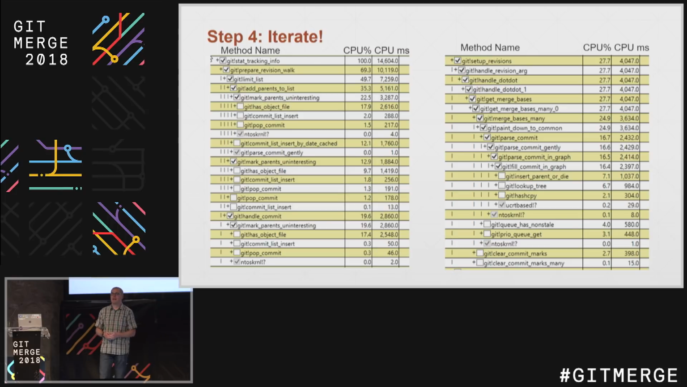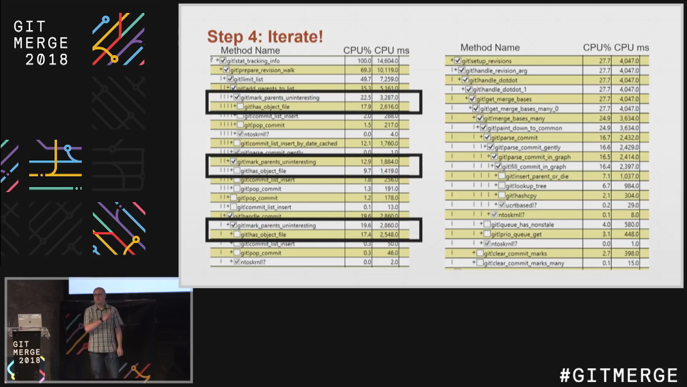You're just like, let's go back and rerun our performance tracing, and let's see what else we can do. What else can we improve? And I pulled these screenshots from my Perfview trace, and I put them in this slide, and I said, wait a minute, this doesn't look right. I looked at this left-hand column, and I saw these three instances of mark parents uninteresting calling has object file. The whole point of this graph was to avoid looking at the object database. Why are we calling this method has object file?